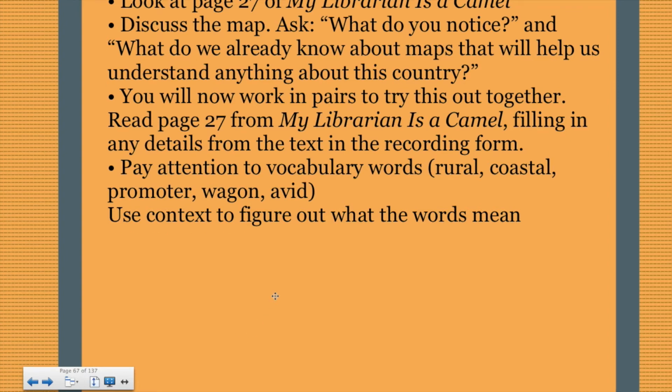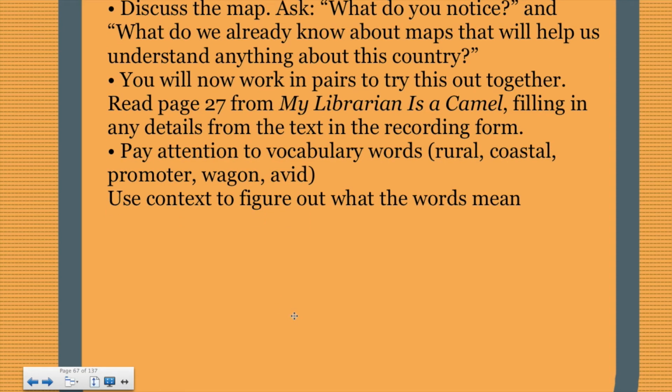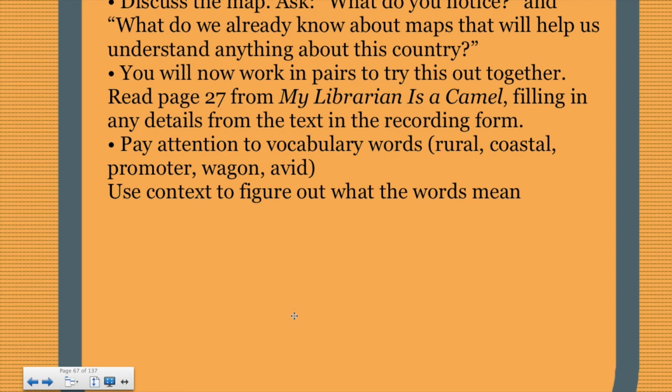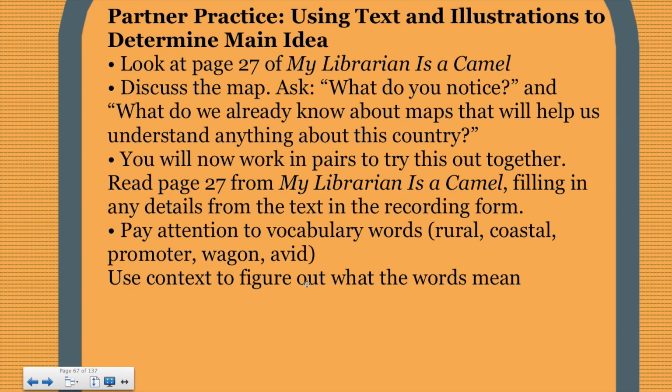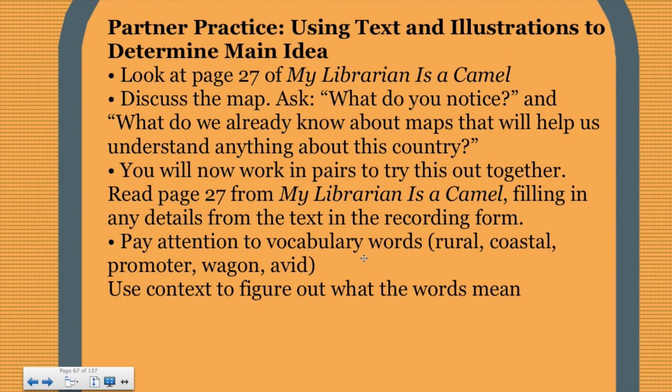You will read page 27 of My Librarian is a Camel and fill in the details from the text in the recording form, just as I have modeled for you. Pay attention to vocabulary words such as rural, coastal, promoter, wagon, and avid. Use context to figure out what these words mean.